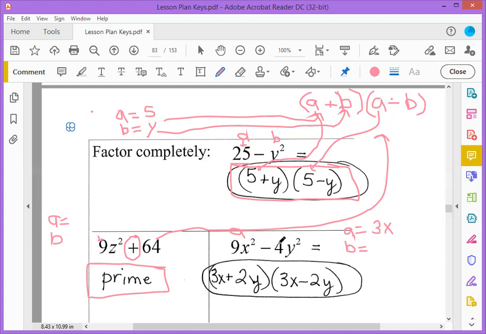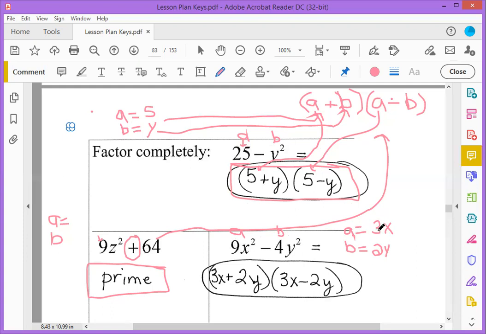Now, what do we square to get 4y squared? 4, that number we multiply by itself to get 4, is 2. And then y squared, the term that we multiply by itself to get y squared is y. So our a term is 3x, our b term is 2y.